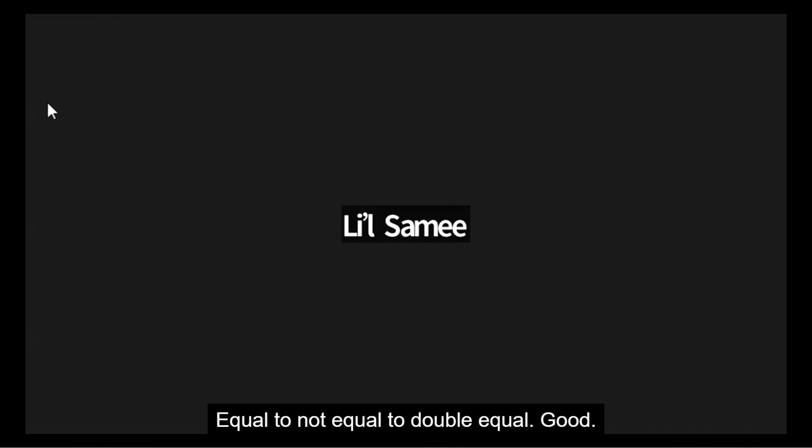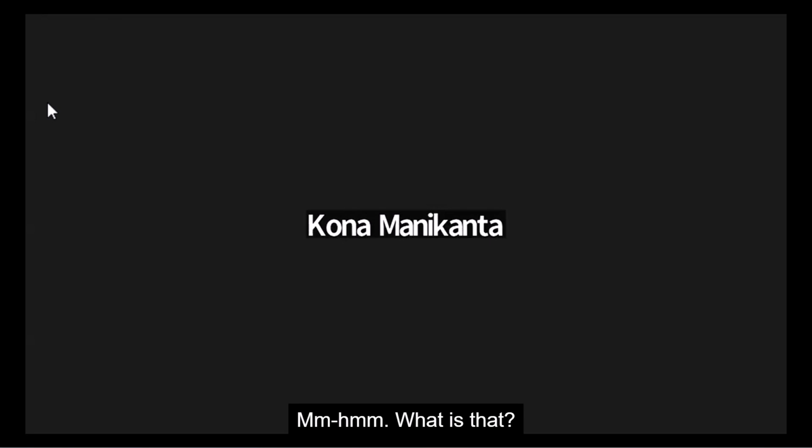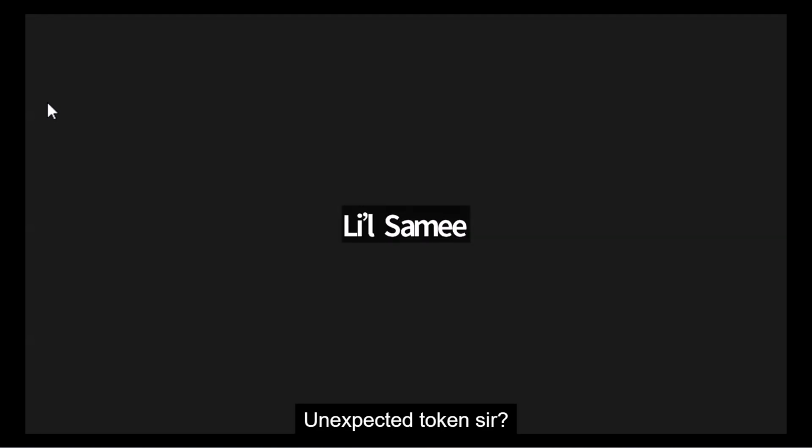You don't know? Plus, minus. What is that? Mathematics. Okay. Equal to, not equal to, double equal to, good. Not equal. What is that? So unexpected tokens means comma. Sir, unexpected tokens? Yes, unexpected tokens, like symbols. Just a minute, I will show.